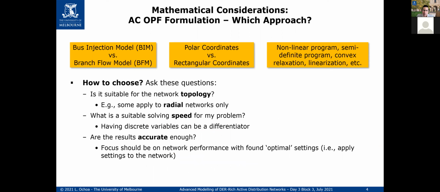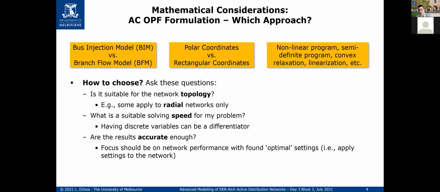Now, from a mathematical consideration, and just to reflect as well on what you have learned in the last couple of days, there are different ways to formulate your OPF. You can argue there is perhaps a best way or not. It will depend on the problem that you have. It depends on the network.